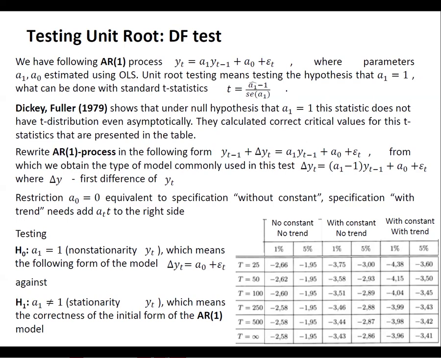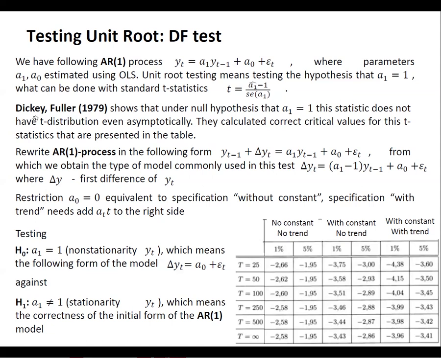How is it built? We have the first-order autoregressive model: Yt is A1 multiplied by Yt minus 1 plus A0 plus residual. Parameters A1 and A0 are estimated using the least squares method. Testing a unit root means testing the hypothesis that this coefficient A1 is equal to 1. And this can be verified using standard test statistics.